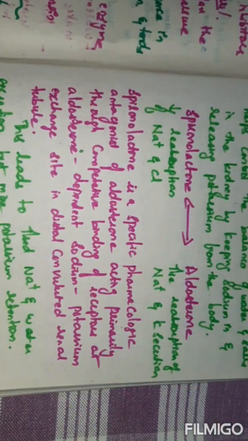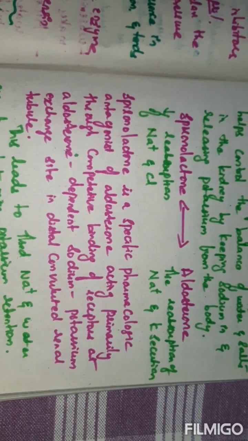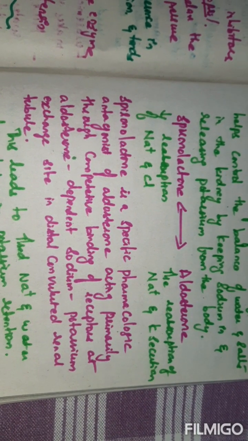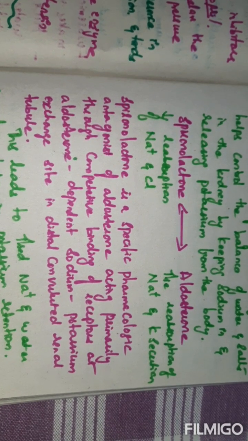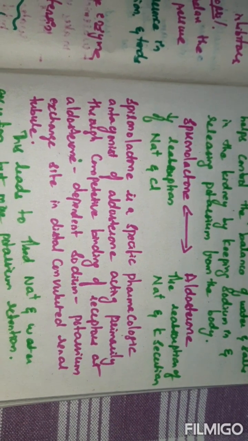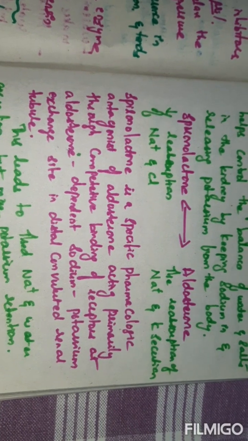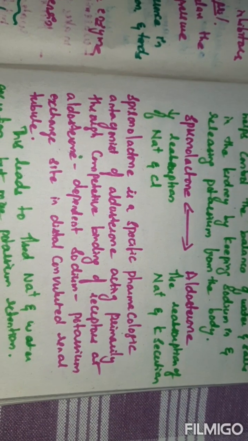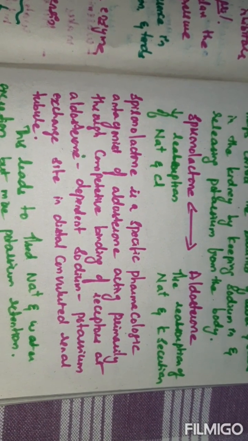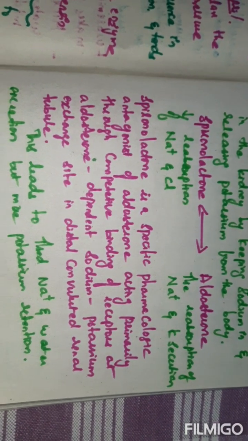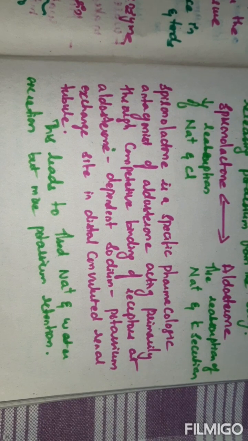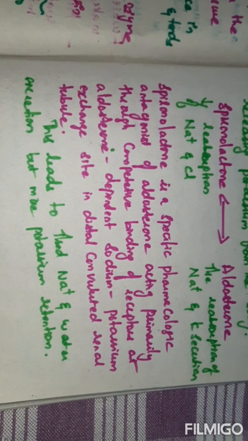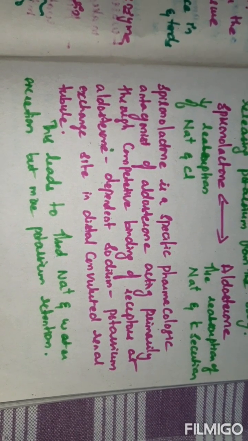So, spironolactone is a specific pharmacological antagonist of aldosterone, acting primarily through competitive binding of receptors at aldosterone dependent sodium potassium exchange sites in the distal convoluted tubule. This leads to increased sodium and water excretion but more potassium retention. In this way, spironolactone acts.